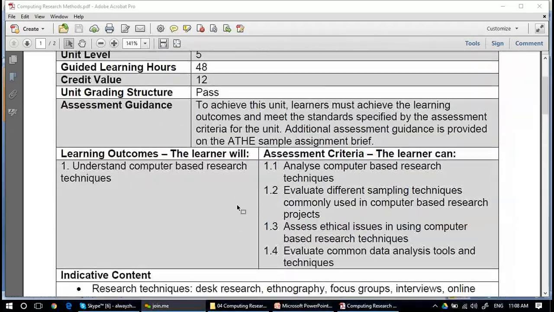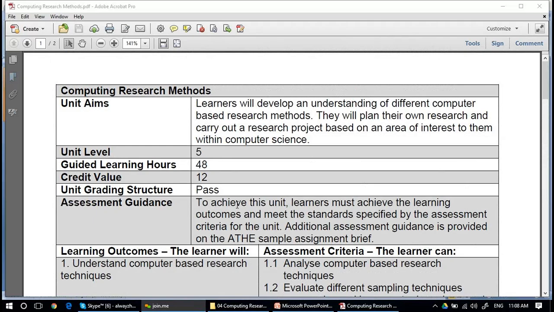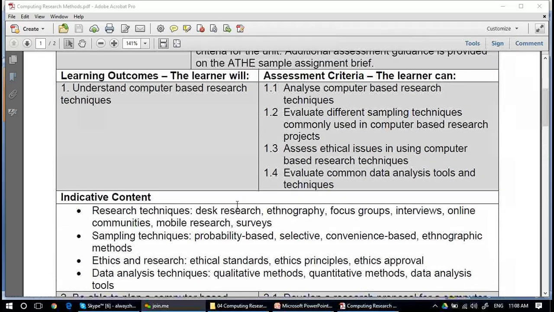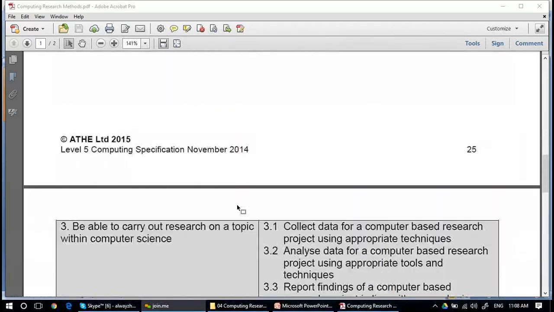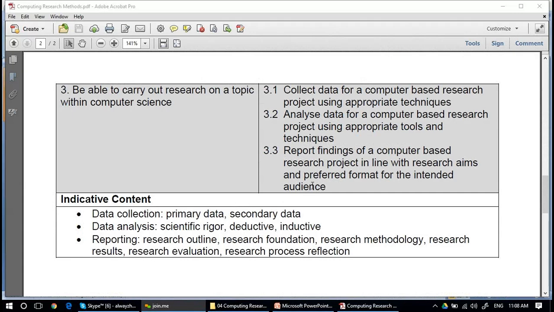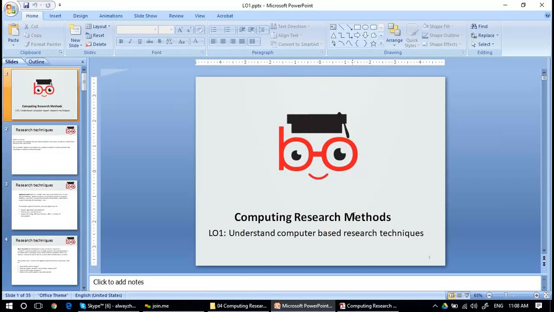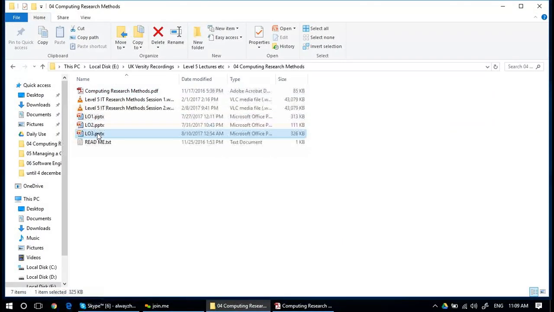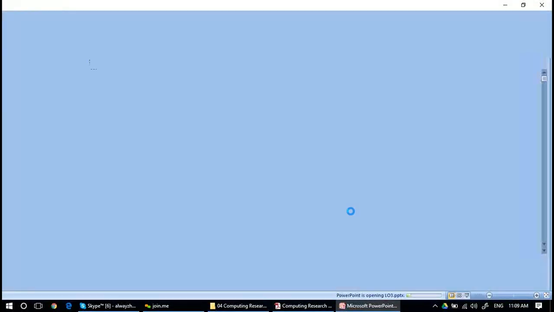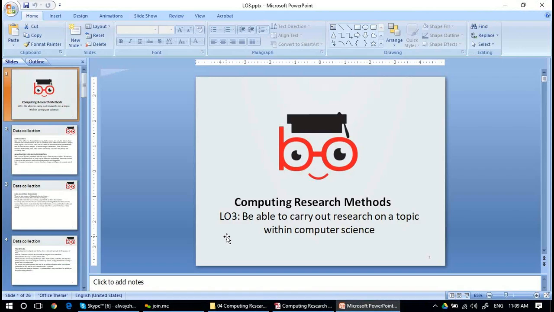Okay, so computing research methods. We already completed learning outcome 1 and learning outcome 2. So today we will discuss learning outcome 3, which is to be able to carry out research on a topic within computer science. So let us start.